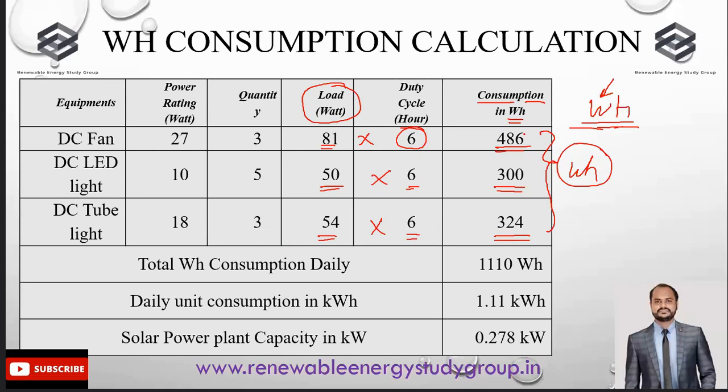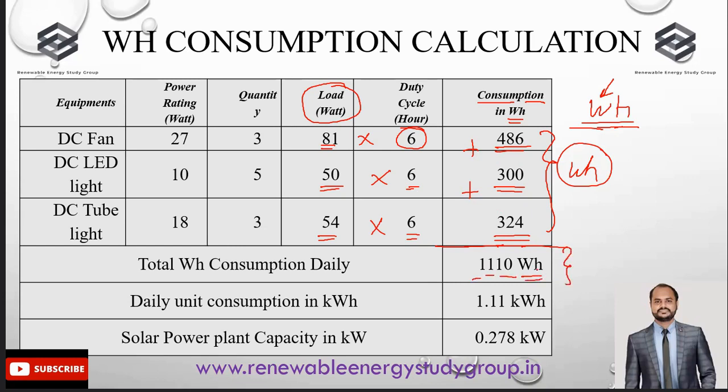Now, once we have all this equipment's watt hour consumption, we have to add this column. It is because we require the overall consumption, and from that we can decide how much capacity of the solar DC home system we can install on the given system. So we simply add these parameters and we get the overall value as 1110 watt hour.